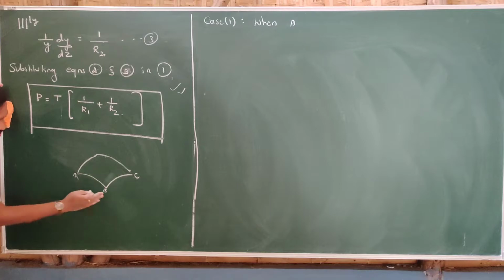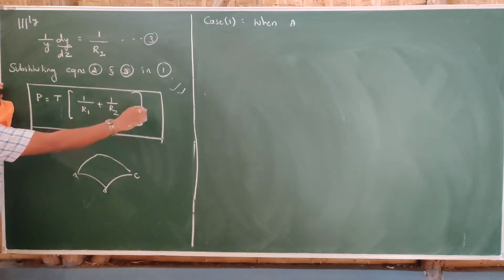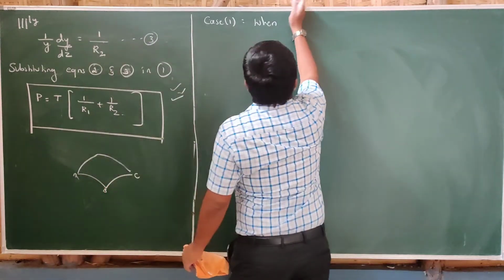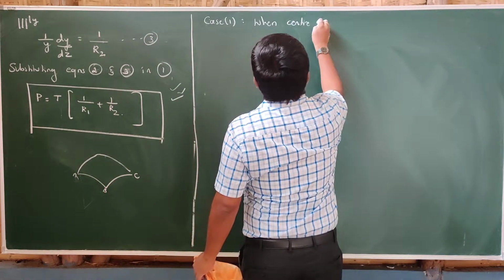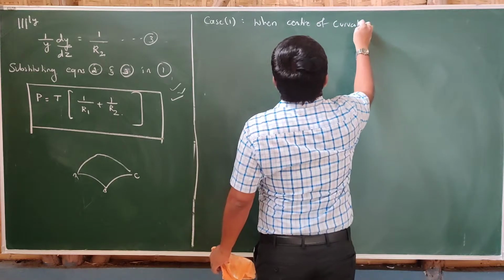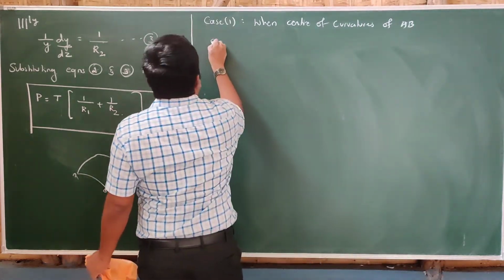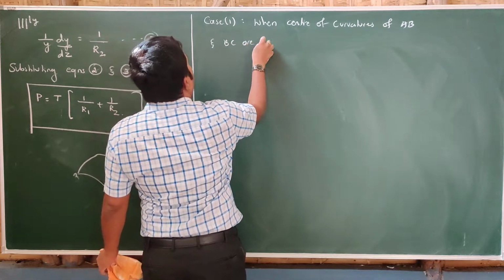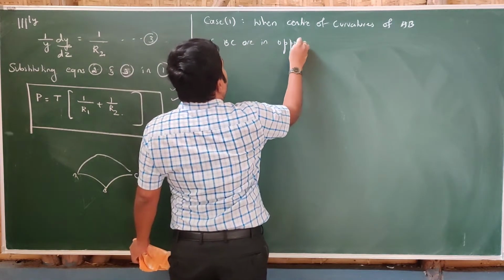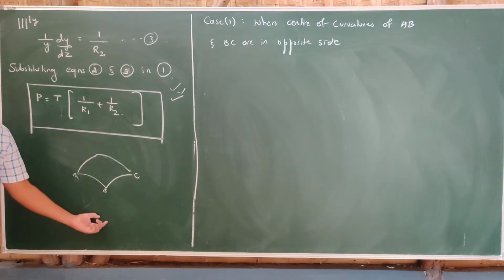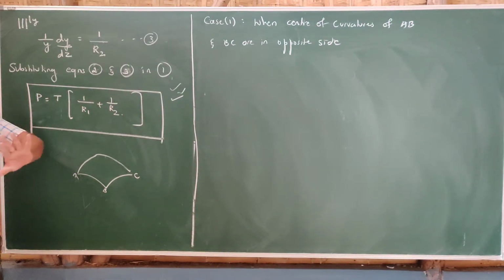If the centers of curvature are on the same side, we get this. When the centers of curvature of AB and BC are on opposite sides, here the centers of curvature are on the same side. So if they are on the same side, this formula holds good.